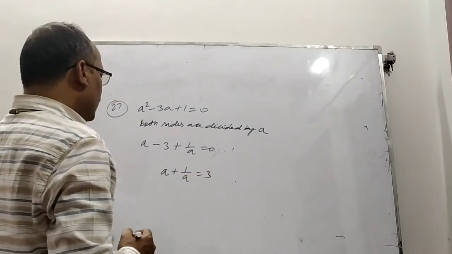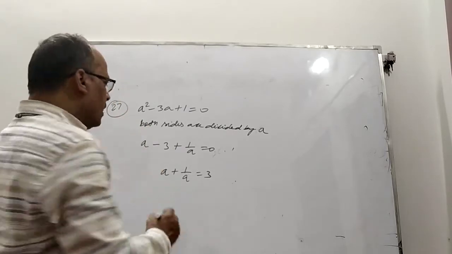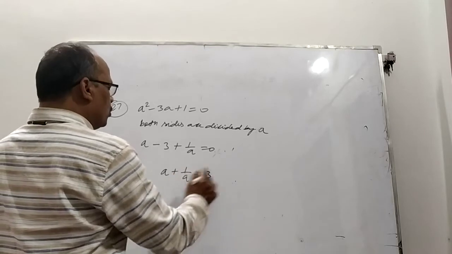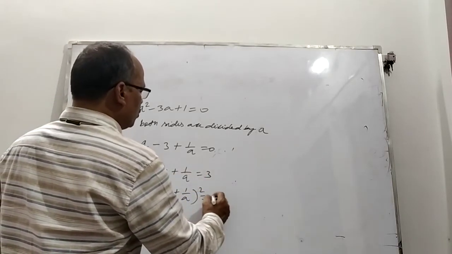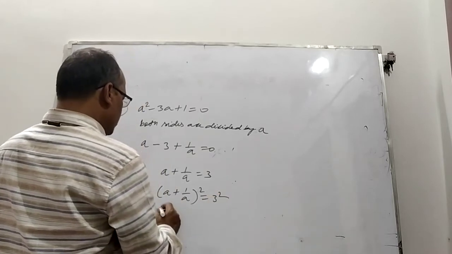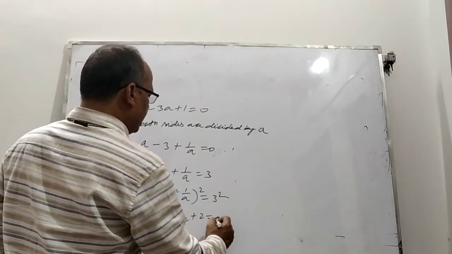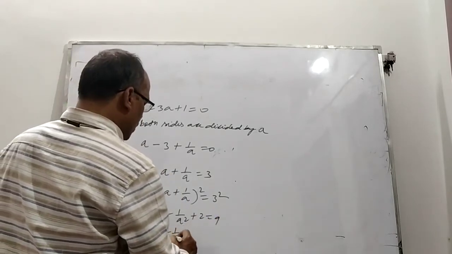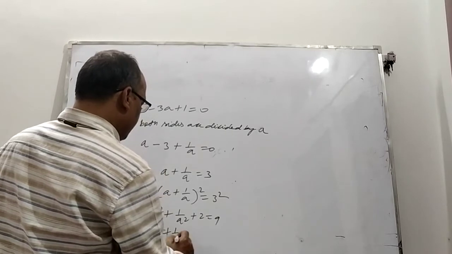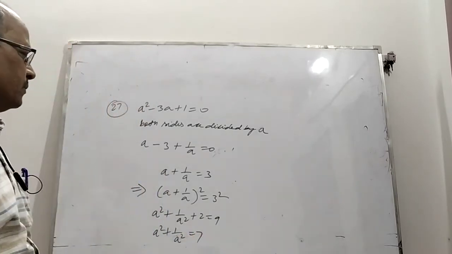Then you will get the a square. You want to get a square plus 1 upon a square, so you will take the squaring on both sides. a plus 1 upon a whole square equal to 3 square. So a square plus 1 upon a square plus 2 equal to 9. So a square plus 1 upon a square equal to 7. This is clear?